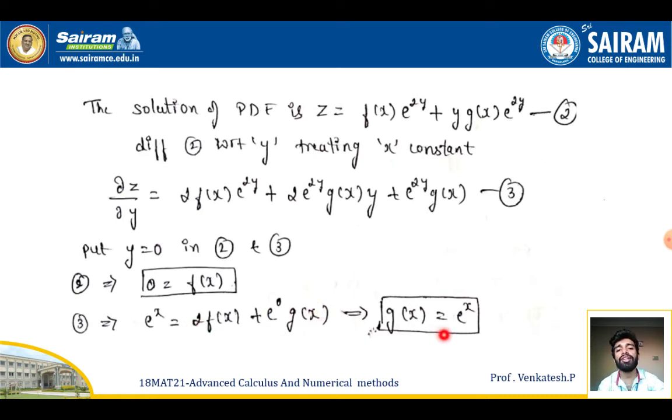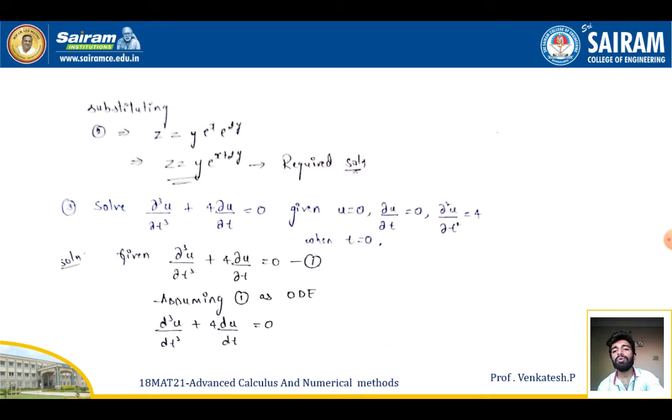So replacing this condition in this equation, the solution will be z is equal to y into e power x 2y. So this is a required solution for the partial differential equation.